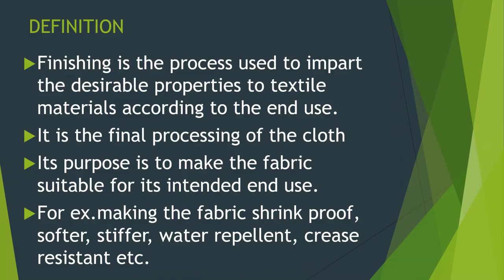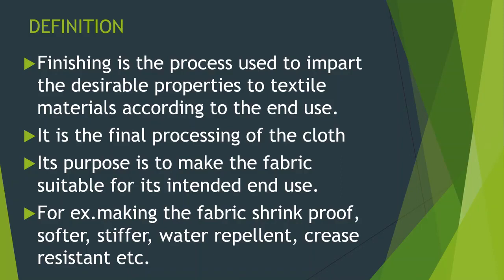So the second point, it is a final processing of the cloth. In the textile wet processing sequence, finishing is the final process. After the finishing process, the fabric becomes a marketable one. And the third point, its purpose is to make the fabric suitable for its intended end use.